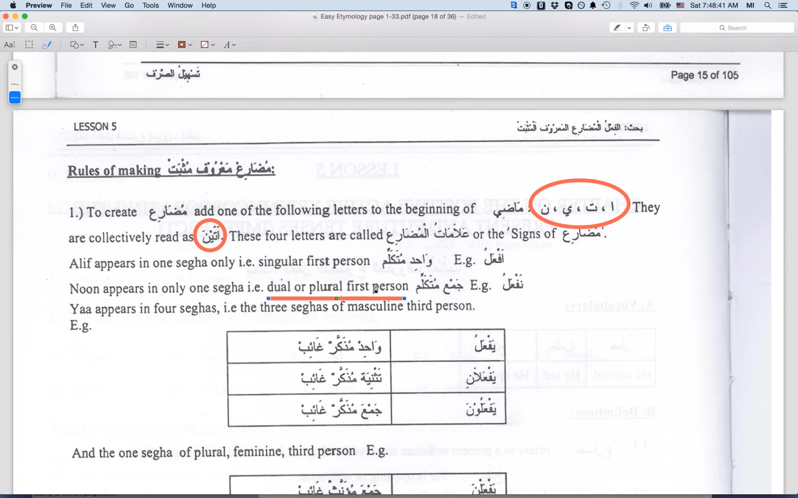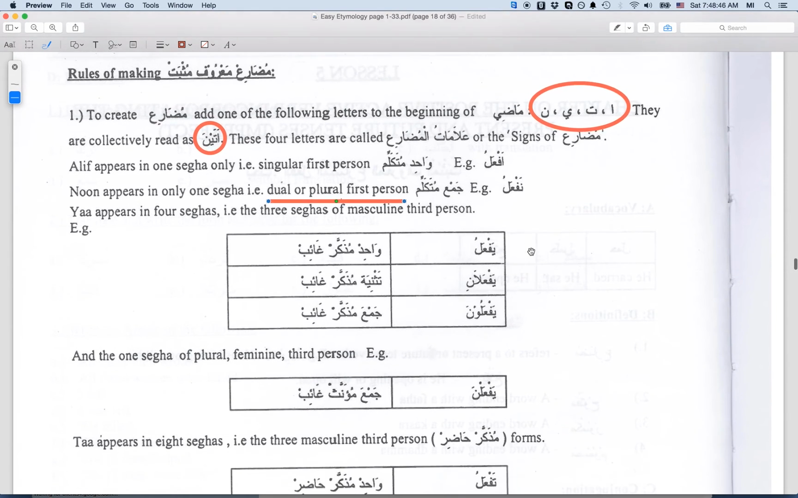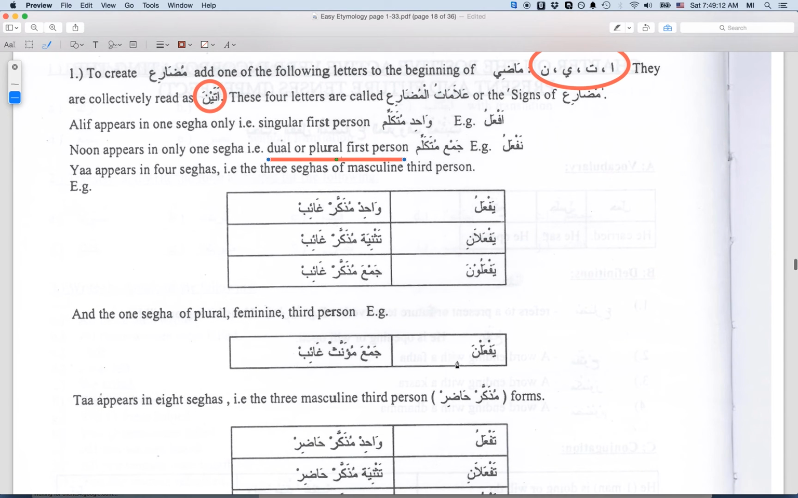Ya appears in 4 sigas: 3 sigas of masculine third person, and 1 siga of plural feminine third person. So يفعل, واحد مذكر غائب, he does or he is doing. يفعلان, they two do. يفعلون, they all do. And يفعلن, they all women do.